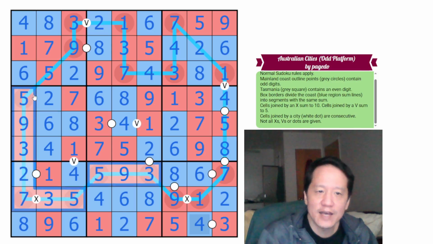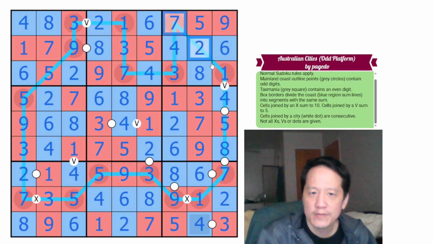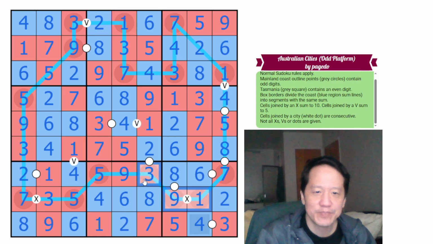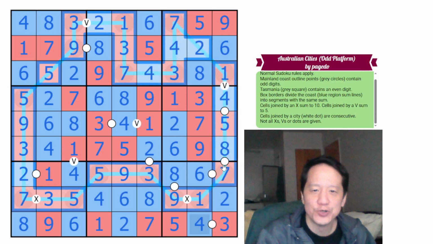Actually not that easy, but still, you know, very approachable. Fun puzzle, actually. Like, very good use of geography to enliven the Sudoku.